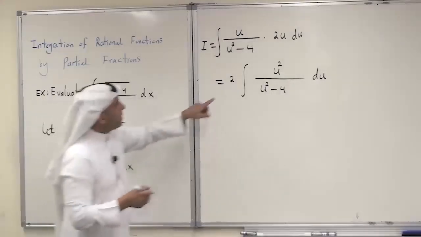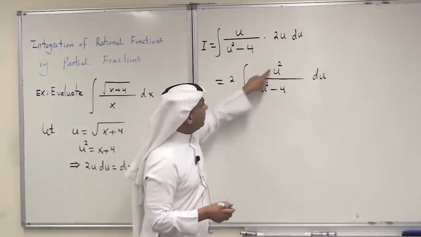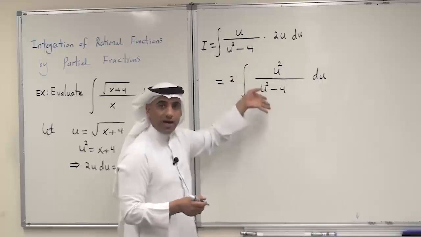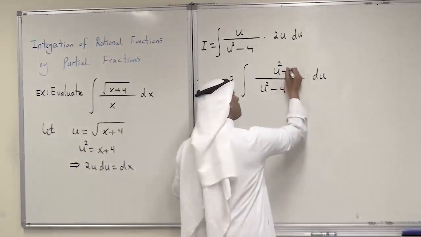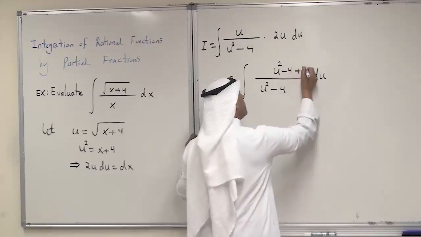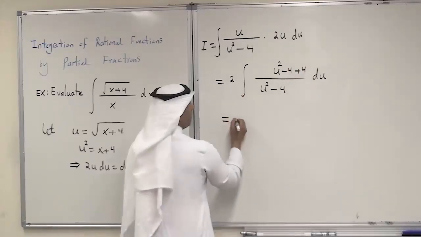Before we go, this is the same degree. So we need to simplify first. We need to divide first. Or simply we need to add minus 4 plus 4. What do we get here?